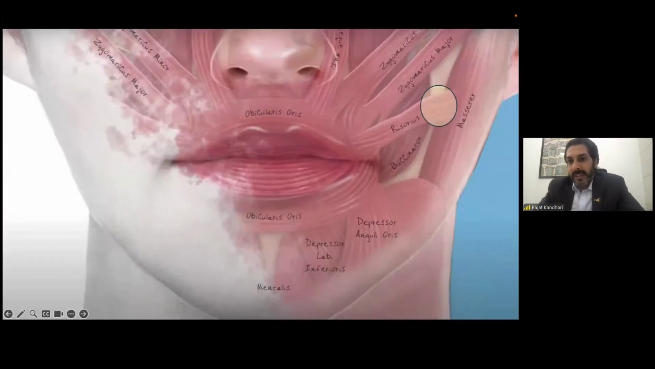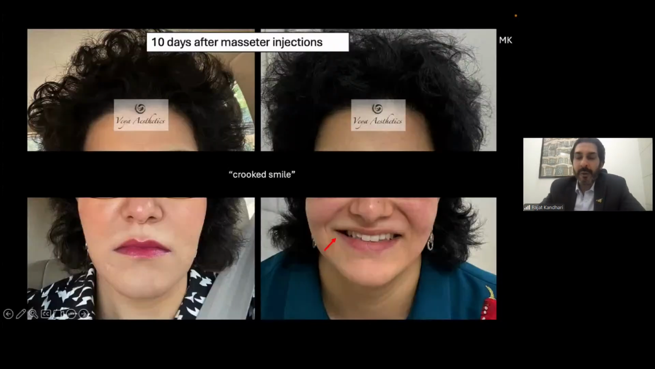This is the risorius again. This is where it is attaching, and this is what you want to avoid hitting. Because if you do hit it, this is what will again be sent to you on your WhatsApp 10 days after the masseter injection. And this results in a crooked smile. That means you hit the risorius and the patient is having a slightly crooked smile.